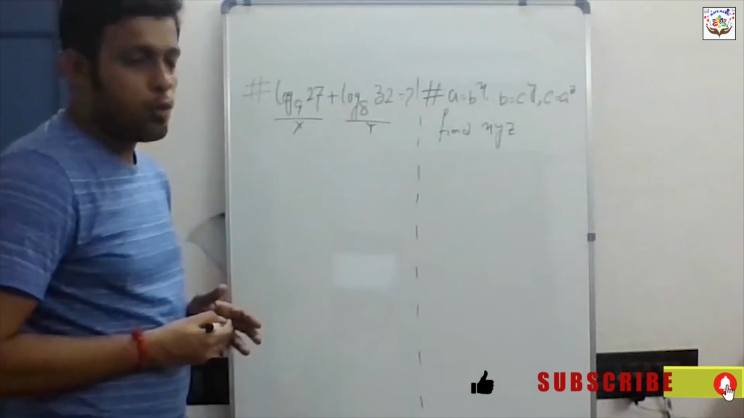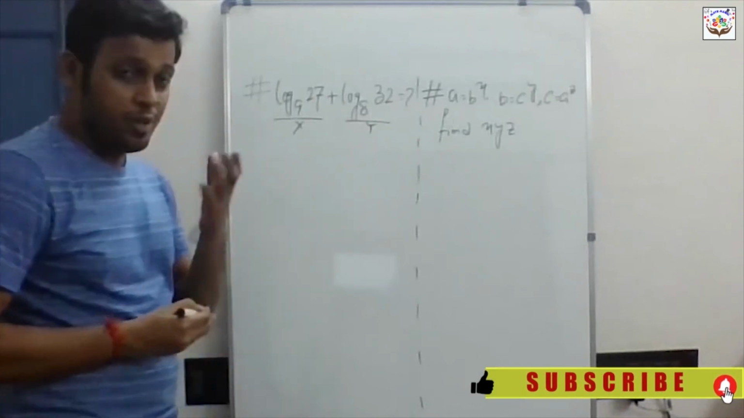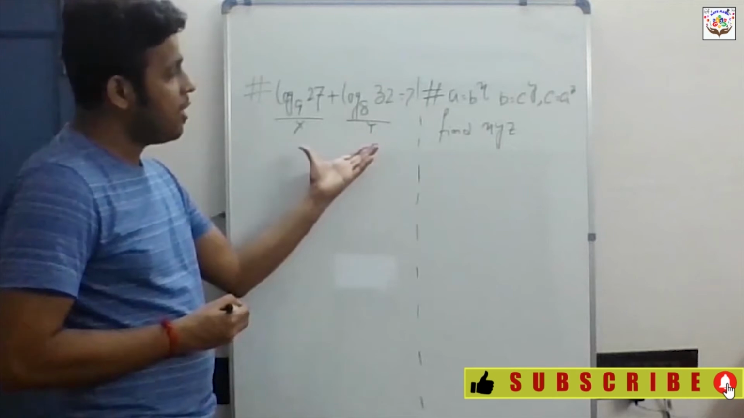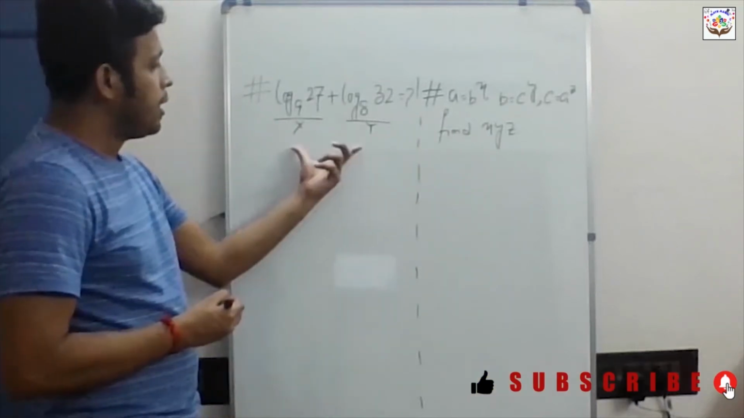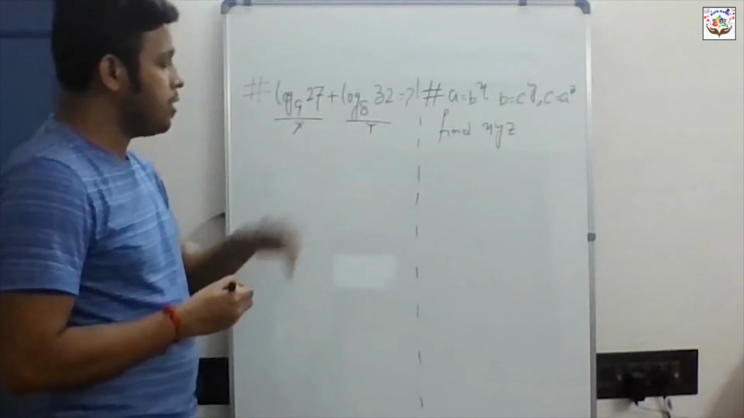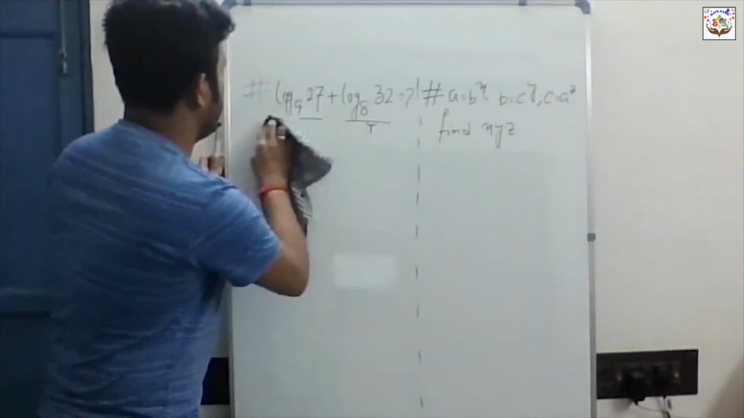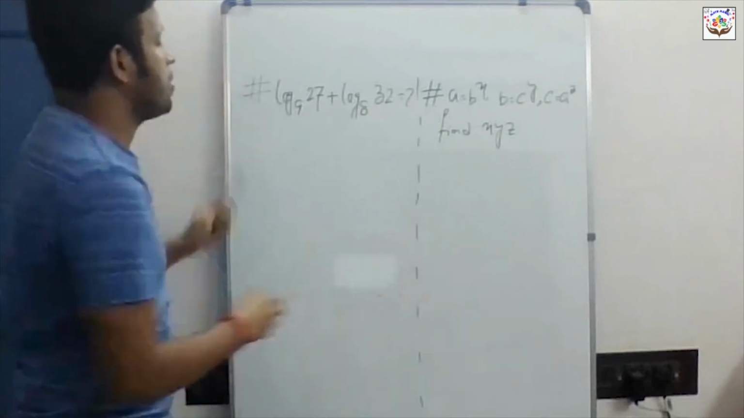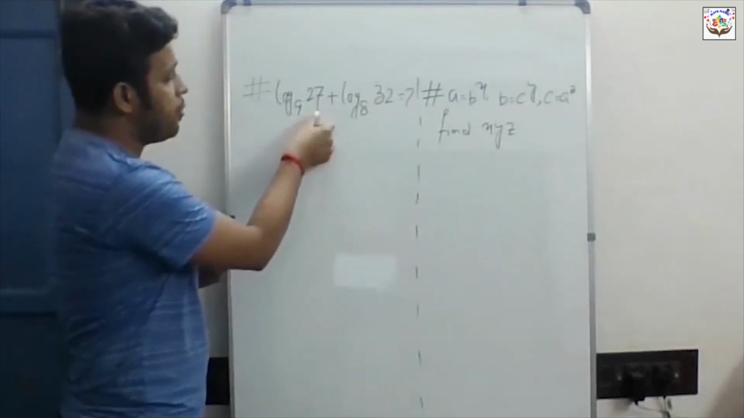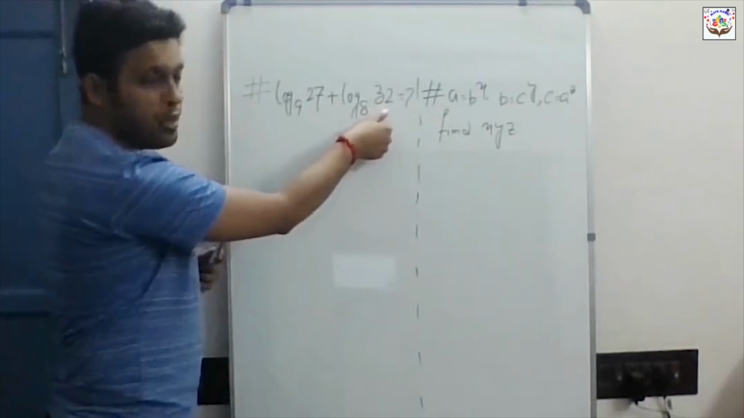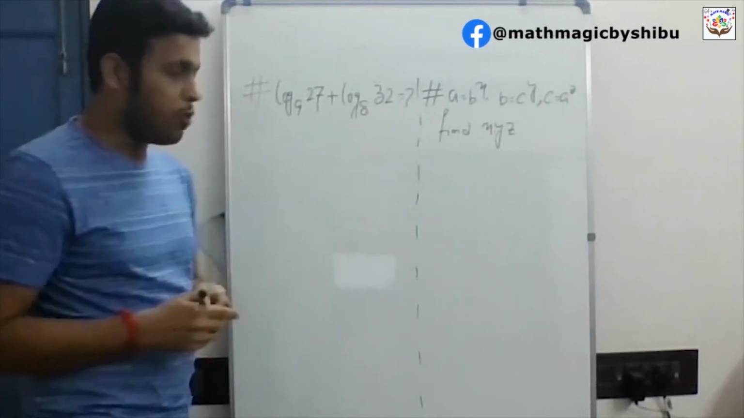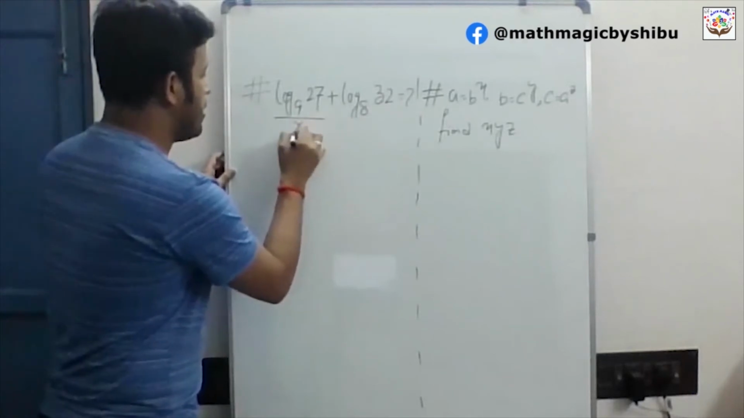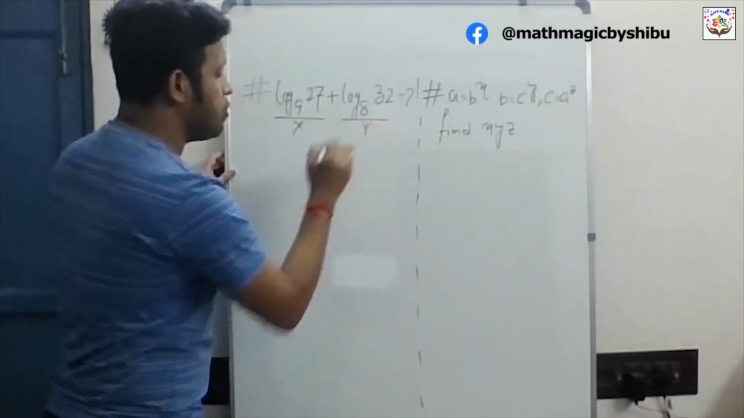Our next two problems on logarithm are these two. We will solve them one by one. Let me just clear this part at first. So log base 9 of 27 plus log base 8 of 32. We need to find the addition of these two. Let us simplify the problem. Assume this as x and assume that part as y.